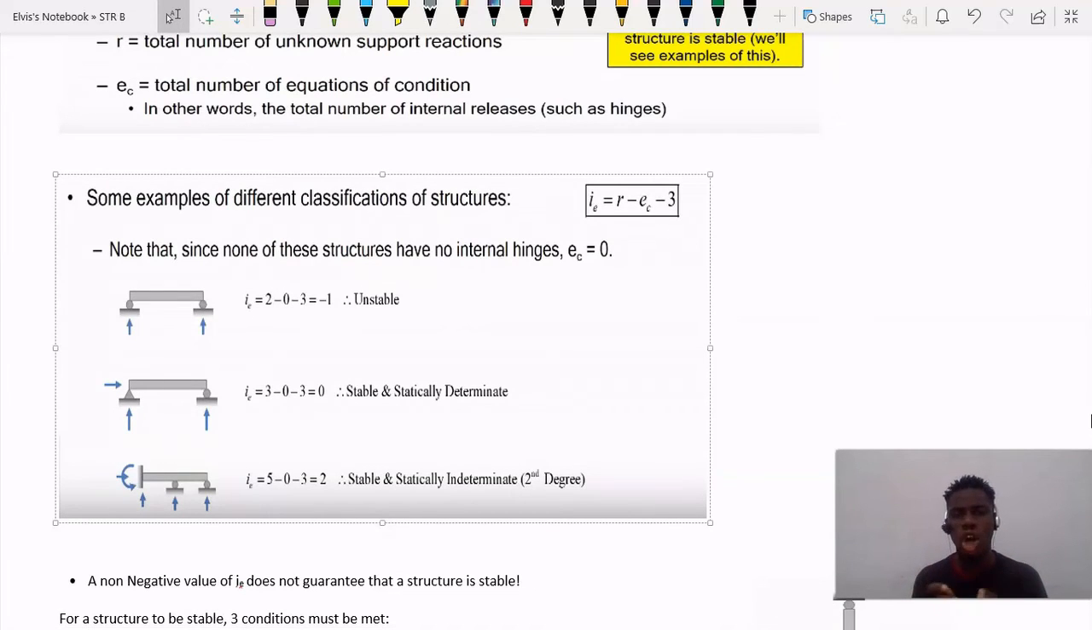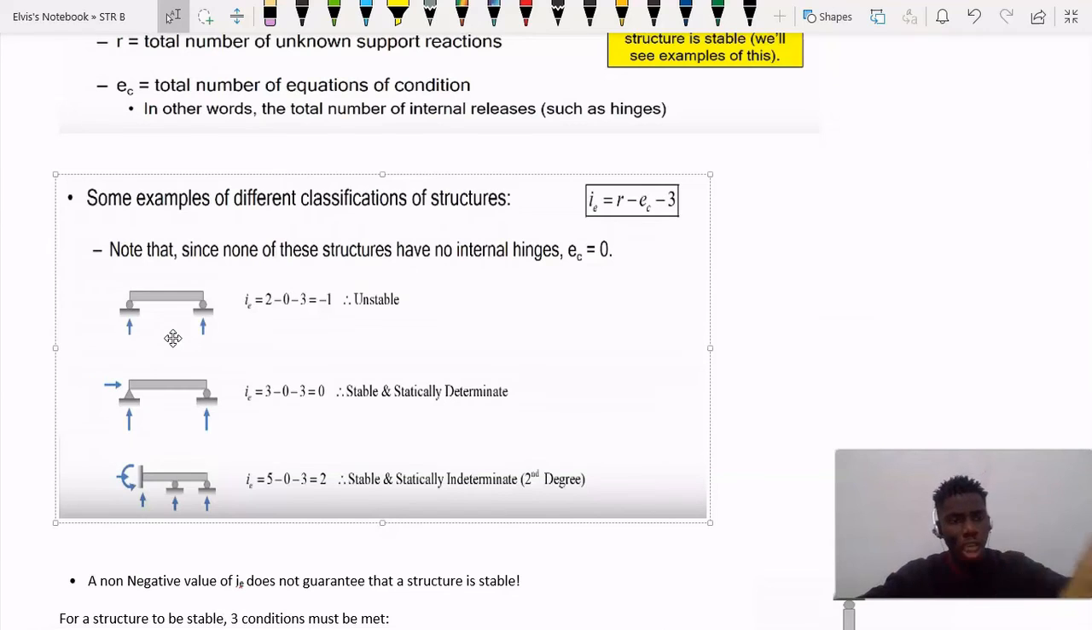Note that none of these structures have internal hinges. Like I said, E sub C represents the internal hinges in the structure. If you take a look at this structure, this is a beam, right? You're going to find out that we don't have any internal hinge. Whenever we have an internal hinge, the bending moment at the hinge is always equal to 0, right? So what can we say about this beam? Is this beam stable, unstable, or statically determinate?